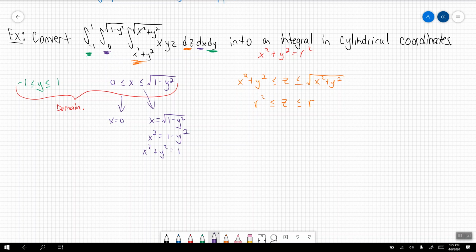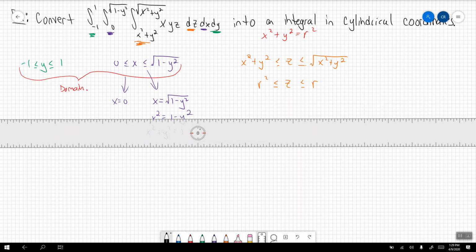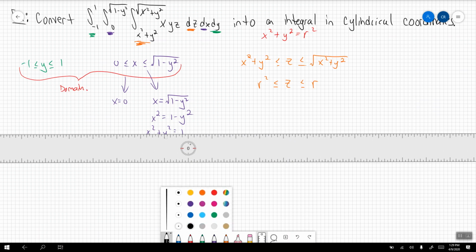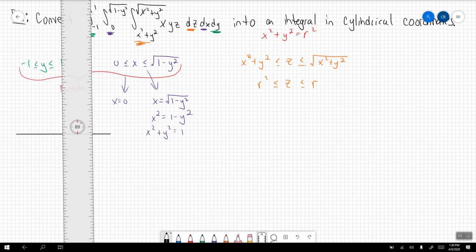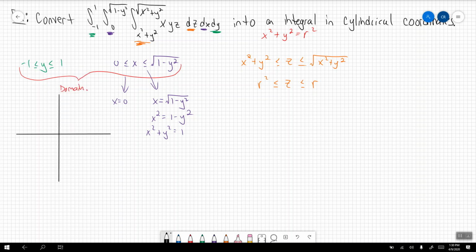Look at that. It's just a circle centered at 0, 0, which gives us a radius of 1. So, let me try to sketch this out, and that way we can start extracting what we need. All right. So this is my y, and this is my x.